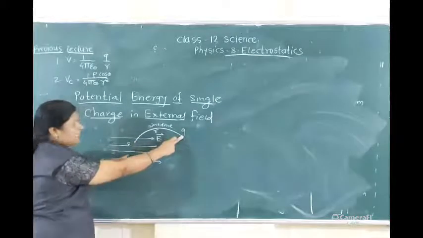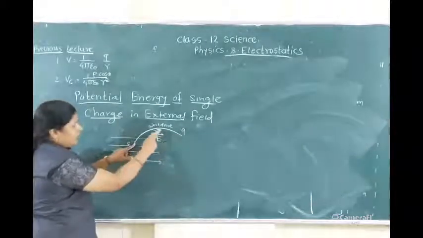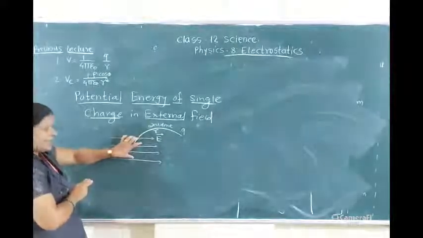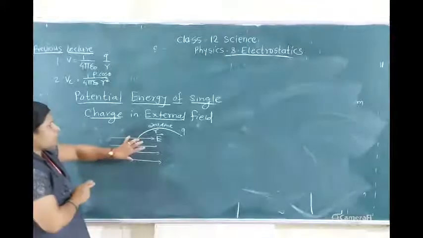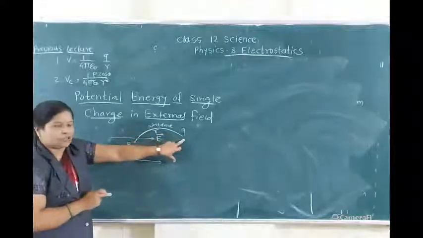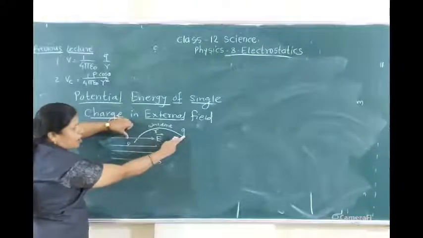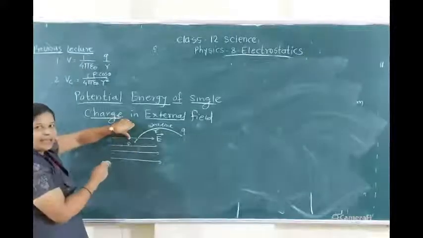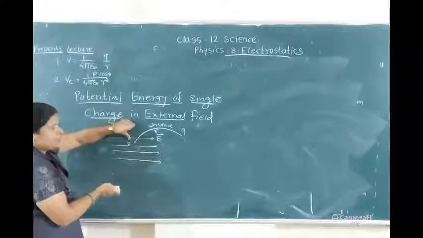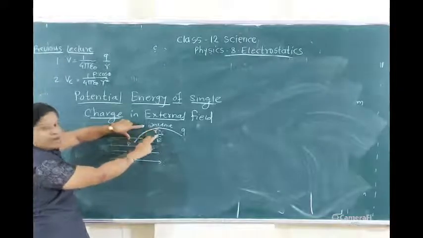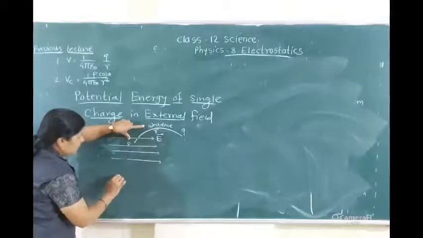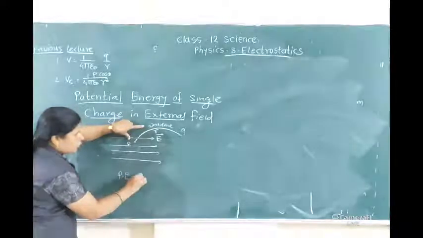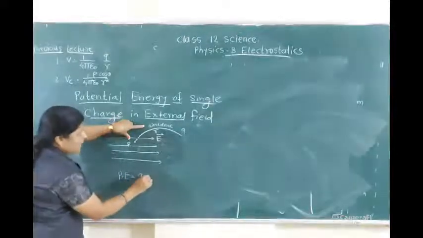If we bring this charge into that external field, we get electrical potential energy due to the work done by the charge. This potential energy is equal to Q multiplied by the electric potential at a distance r. Therefore we write here: potential energy of bringing the charge Q from infinity into an external electric field.